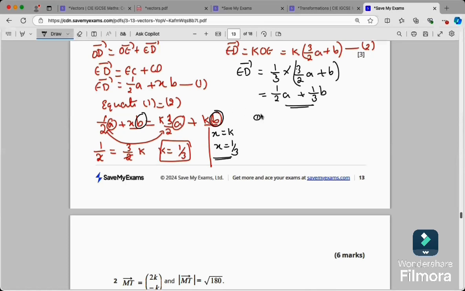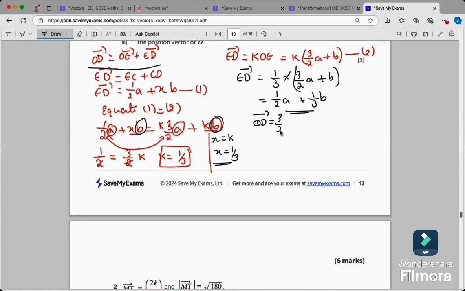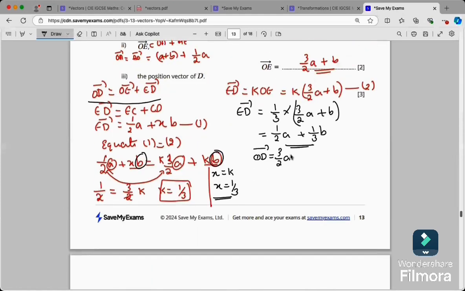Therefore, your OD is going to be from here: OE, what was your OE? OE is 3 by 2A plus B, and plus here half A plus 1 by 3B. So 3 by 2 plus half will become 4 by 2, so 2A, plus B plus 1 by 3, so it will become 4 by 3B.